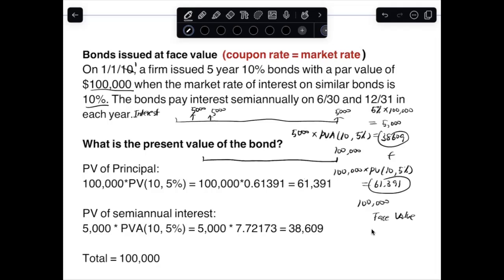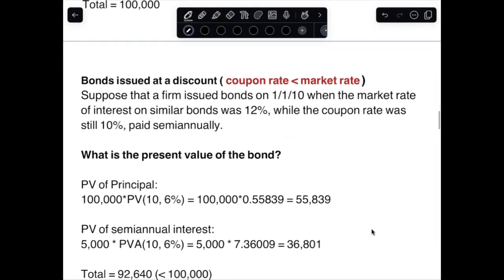So if you invest, what does it mean? It means if you invest in that bond, the value you get from the bond discounted to today is 100,000. So the value of the bond is 100,000. It's equal to the face value. So that's what it means for the bond issued at face value.